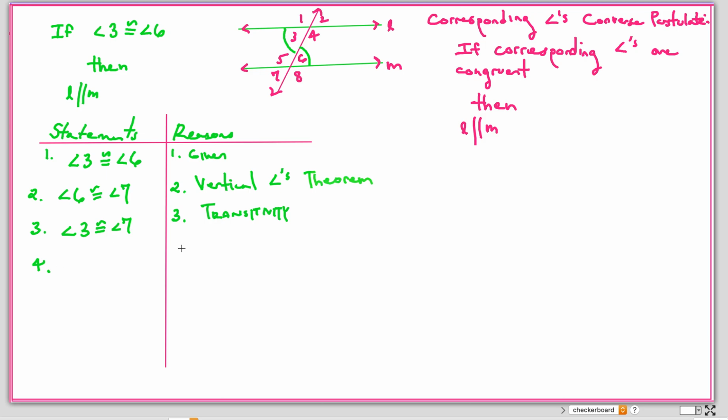And then I finish off by saying that 3 is congruent to 7, and 3 is corresponding with 7. I use this postulate here to say that then the lines must be parallel. L is parallel to M because a pair of corresponding angles are congruent. If a pair of corresponding angles are congruent, then the lines are parallel. Corresponding angles converse postulate, and you're done.